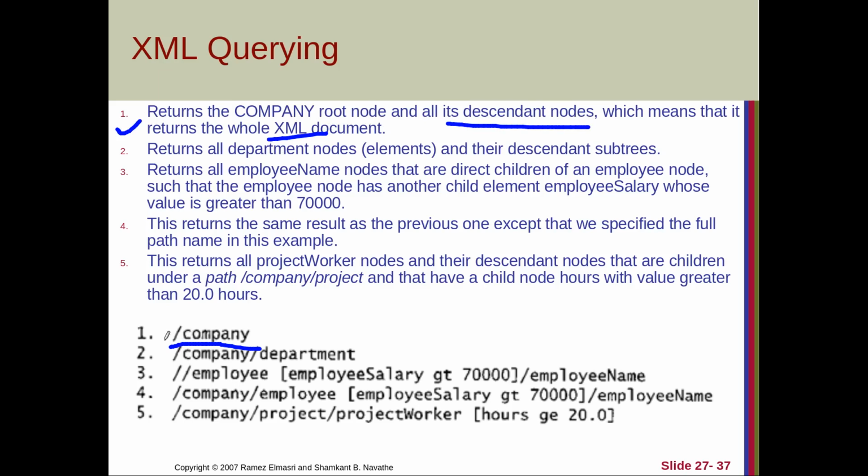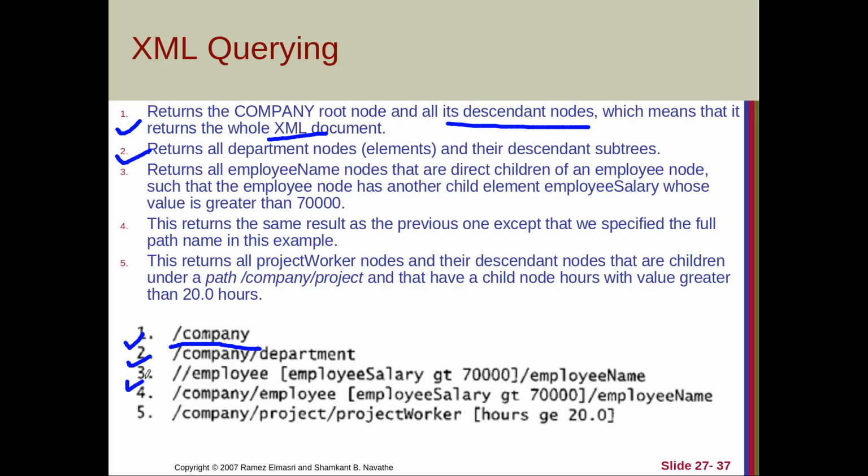Okay. Now the second one is slash company slash department. What is happening there? It returns all department nodes and their descendant subtrees. So under company we are having department. Under department, whatever nodes are available, that will be displayed here.